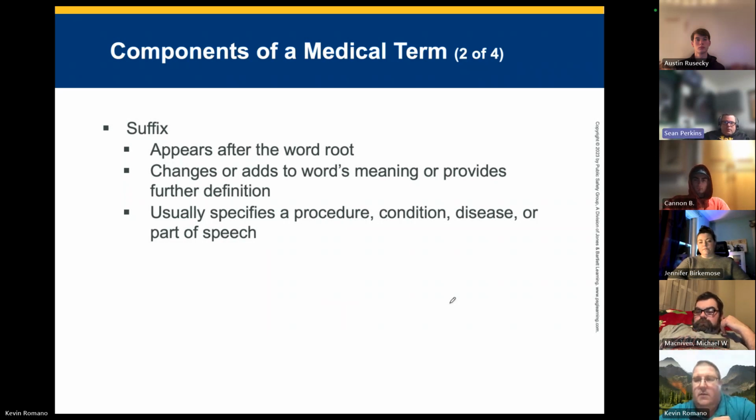You're muted, Kevin. Oh, there we go. Did you guys catch the last slide? All right, let me go back. That's interesting that it muted that up.